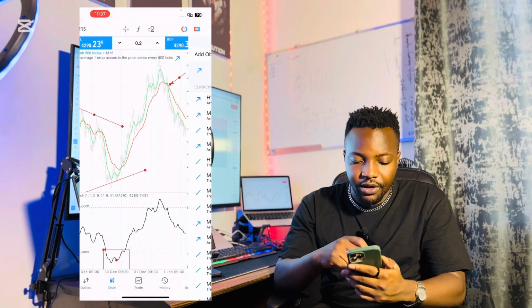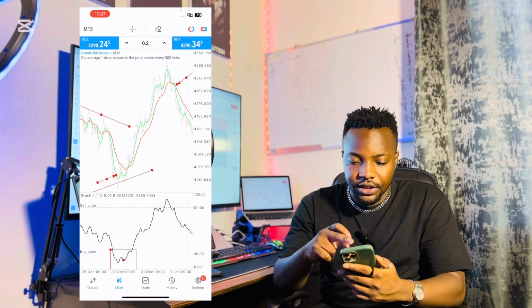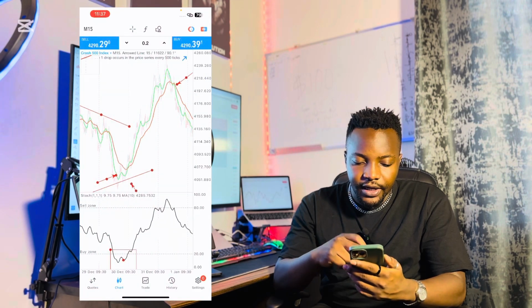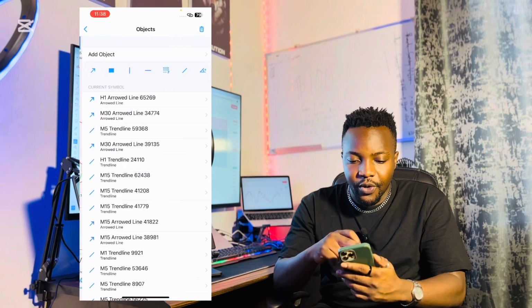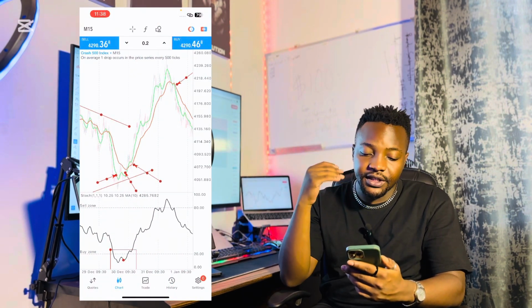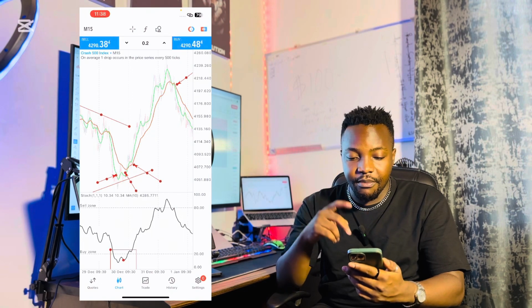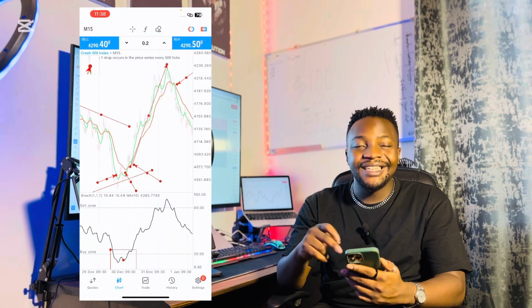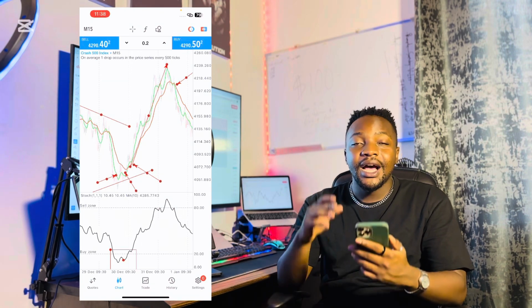And then we started to have price crossing to be above our green line. And then finally, we had our green line this time around crossing to be above the red line because we want to buy, remember. And can you see what happened? Price did shoot all the way up.